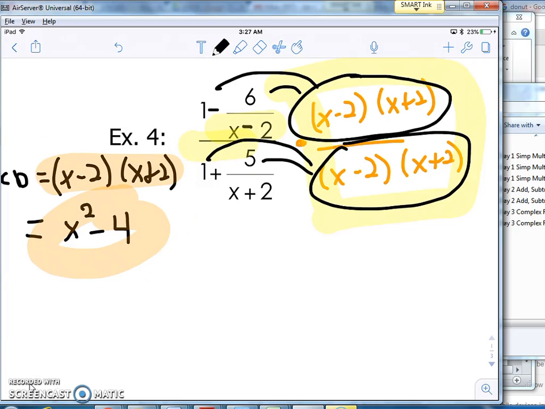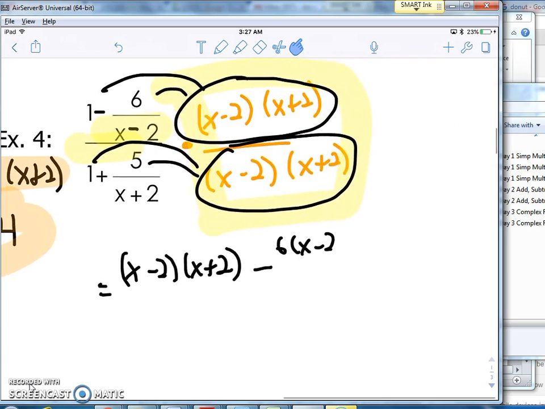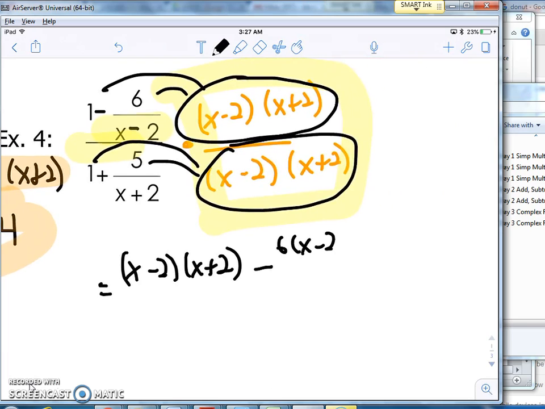This is going to equal 1 times x minus 2 times x plus 2. Normally I'd just write x squared minus 4. Minus, and then when we distribute to the second, we're going to find these x minus 2's will reduce. It's okay to write it. Just write the reduction first. I want everybody to see what's going on.